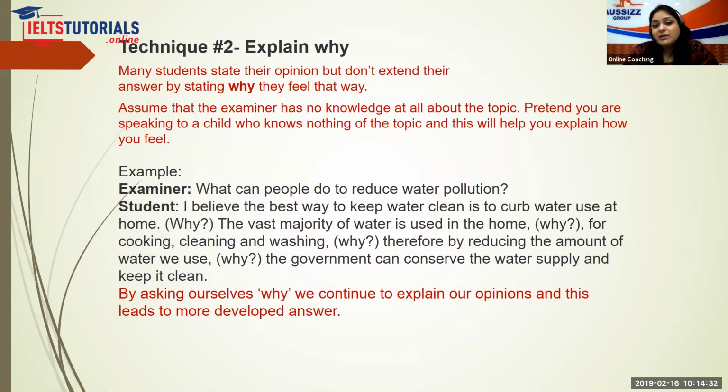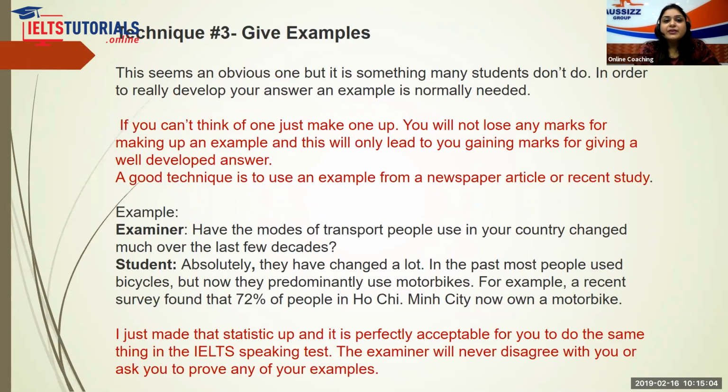For example, what can people do to reduce pollution? I believe that the best way to keep water clean is to curb water use at home. The vast majority of water is used in the home for cooking, cleaning, and washing. Therefore, by reducing it, again, for OREO, you need to give opinion. You need to add reason. The reason will give you the answer why. Okay, so please give your answers always in the why condition. Getting?